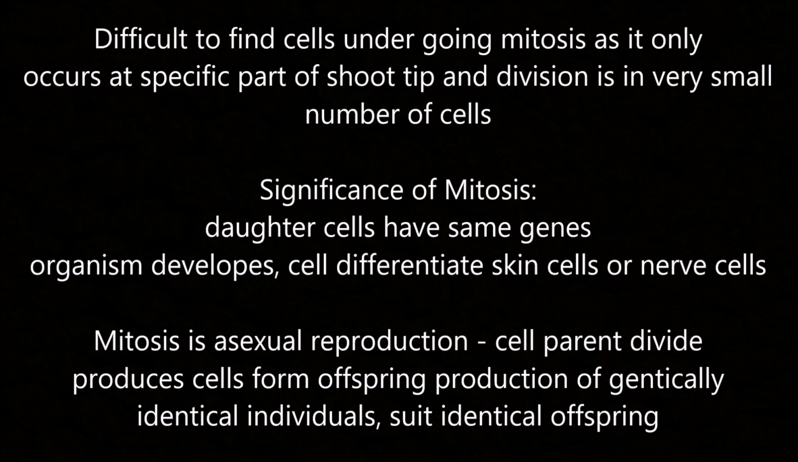The significance of mitosis is that daughter cells have the same genes. As the organism develops, the cells differentiate, for example skin cells from nerve cells. Mitosis is also the basis of asexual reproduction, where the parent cell divides, producing genetically identical offspring, which suits stable environments where identical offspring are advantageous.